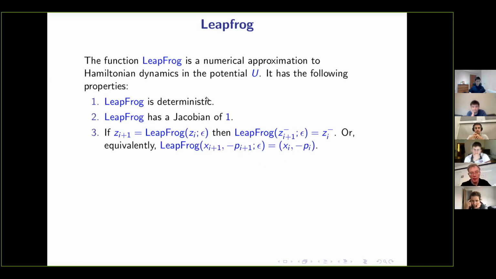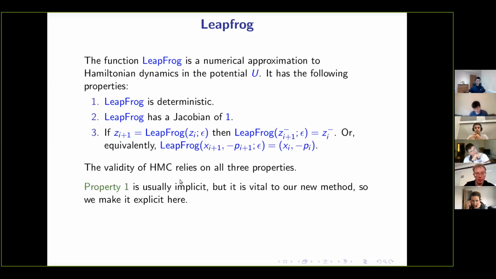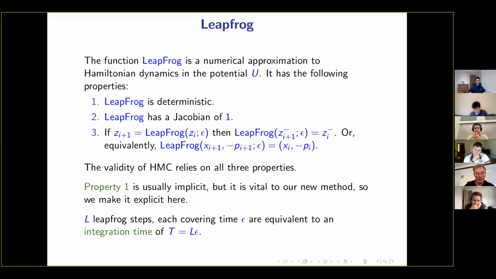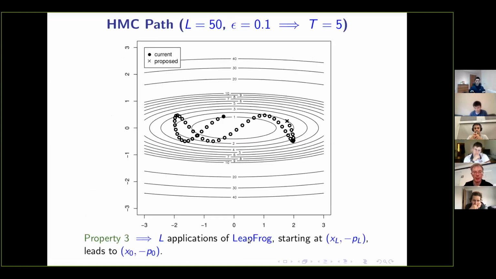So I've been talking with Lionel recently, and actually I think we might be able to relax the deterministic thing, but you have to be quite careful about how you attach any randomness to the leapfrog. So let's keep it simple here. Deterministic is usually implicit, but to understand the basics of the method, it's necessary. And I've already said that your total integration time is L times epsilon.